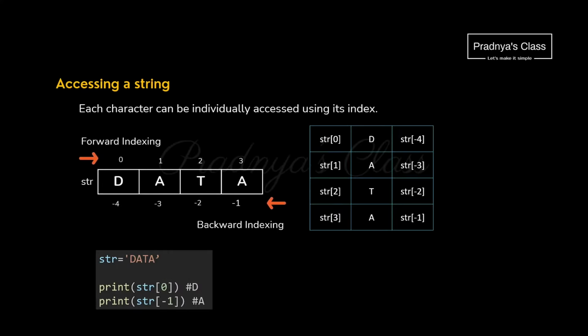Alright, let's move ahead and check out how to access individual characters of the string. For that we will be using index. If you are accessing in the forward direction, index will start with 0, and if you are accessing from the backward direction, index will start with -1. It's up to you whether you are accessing in the forward or backward direction.